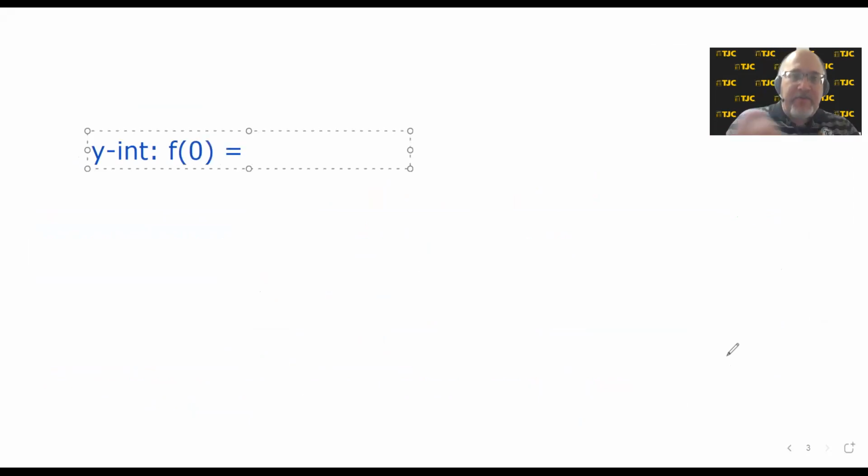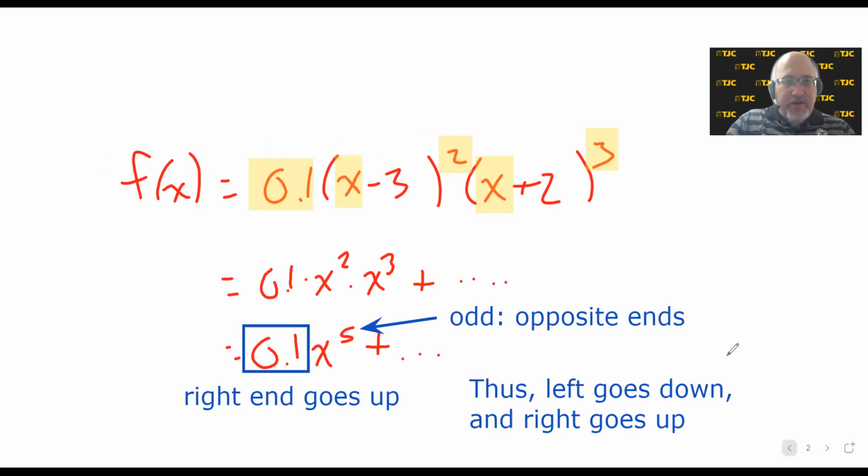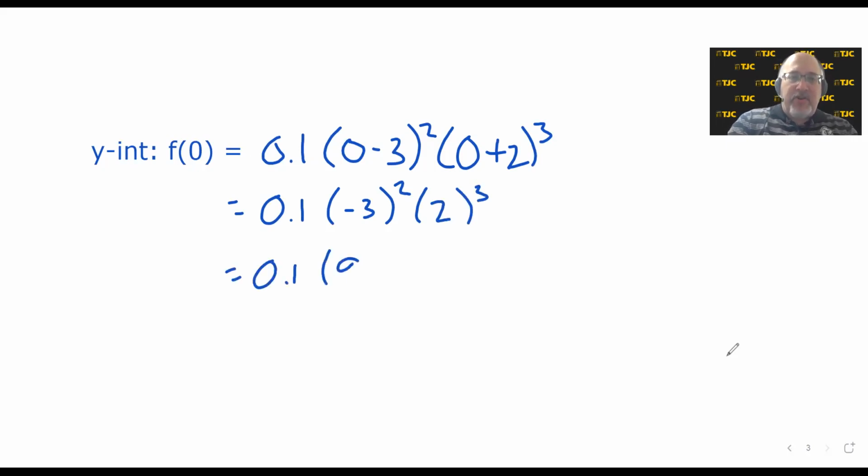If we find f of 0, then we get 0.1 times (0 minus 3) squared times (0 plus 2) cubed. Let's make sure I got the function right. Yes. Then we just work that out. Inside the first parenthesis, 0 minus 3 is negative 3. That's squared. Inside the second, 0 plus 2 is 2. That's cubed. All right. Negative 3 squared is 9.